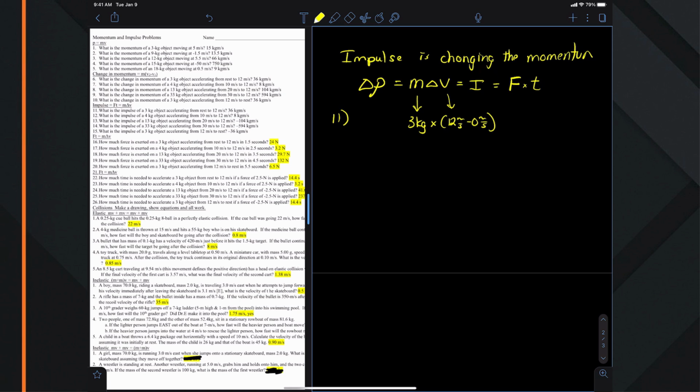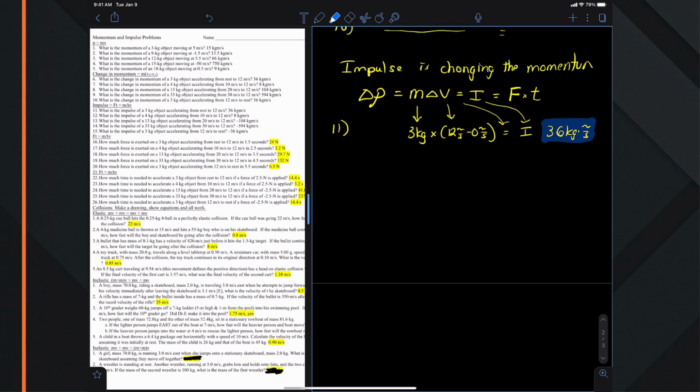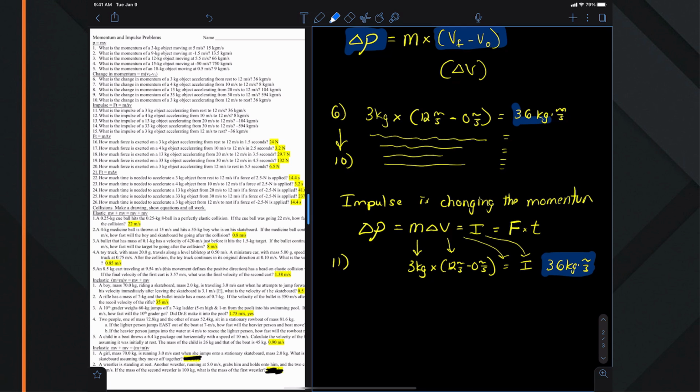It says, what is the impulse? Well, here is our equal sign. Here is the impulse. And what you should notice is that this answer, when we type this out, comes out to be 36 kilogram meter per second. So what was our impulse? The impulse is equal to our change in momentum. So it's the exact same idea.